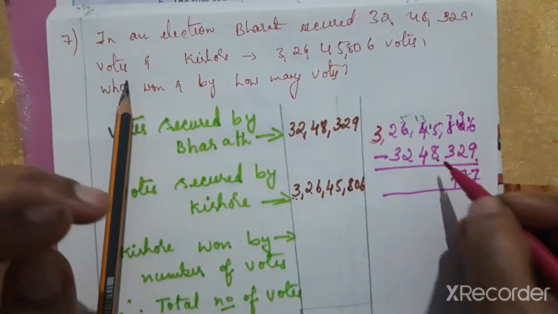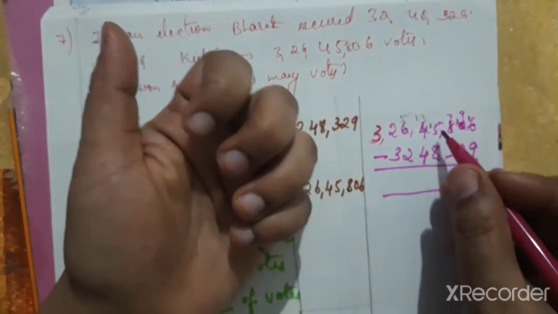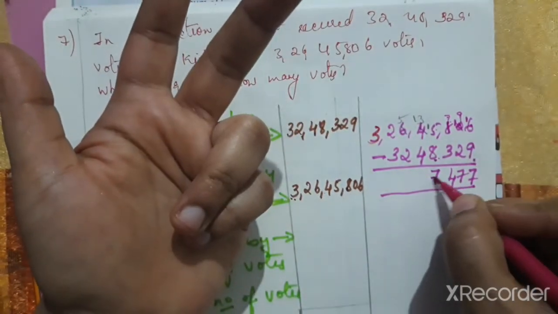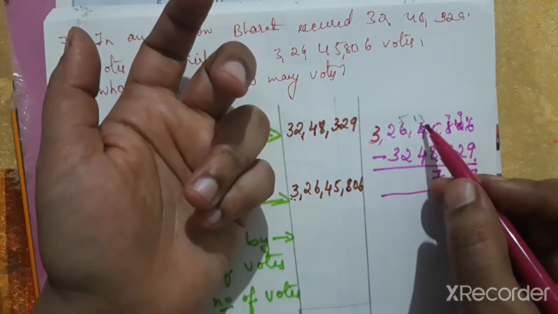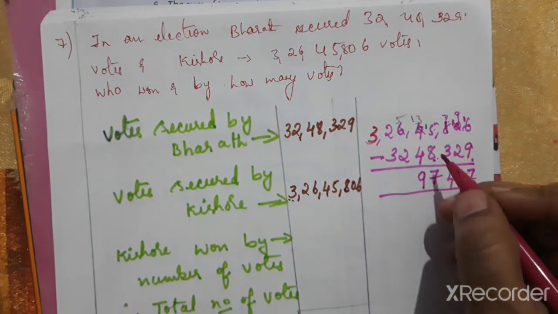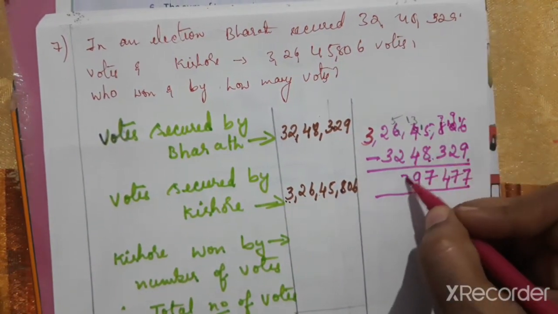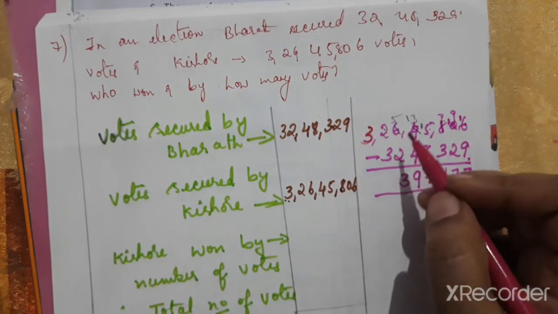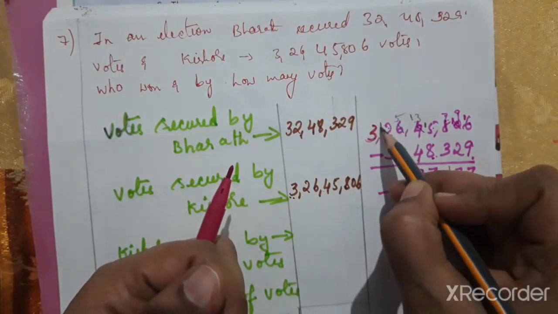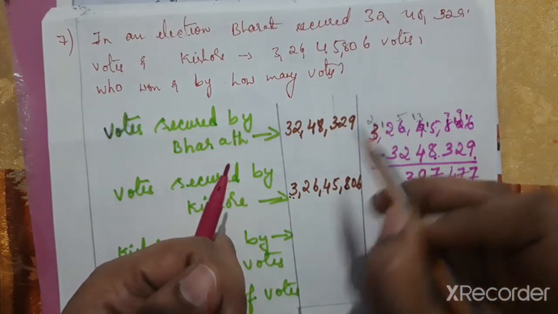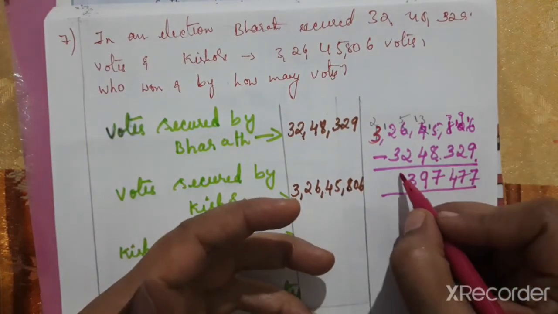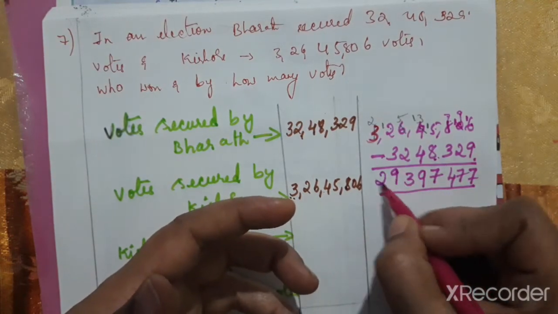Now 15 minus 8 is 7. Now here 13 minus 4 is 9. And here 5 minus 2 is 3. And here 2 minus 3 we can't subtract it. Borrow 1 from the next number. So it becomes 12 and 3 is now 2. Now 12 minus 3 is 9, and 2.